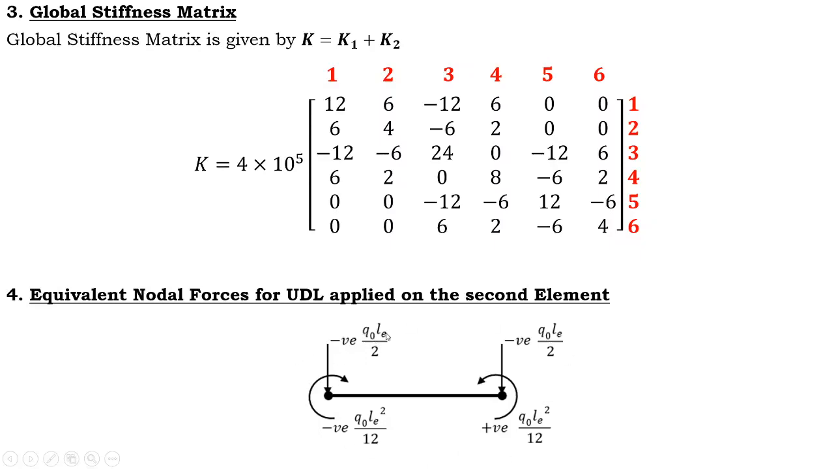So this is minus Q naught into LE divided by 2 on node number 1. Similarly, minus Q naught into LE divided by 2 on node number 2. Then minus Q naught into LE square by 12. And here I have Q naught into LE square by 12, positive value, on the node number 2. So these are the four equivalent nodal forces where I know what is the value of Q naught, the applied UDL, and I know the length of that particular element where this UDL is applied, so that I can substitute and get those values.